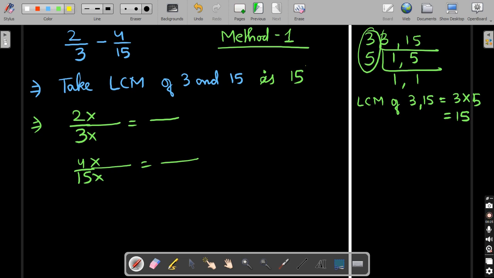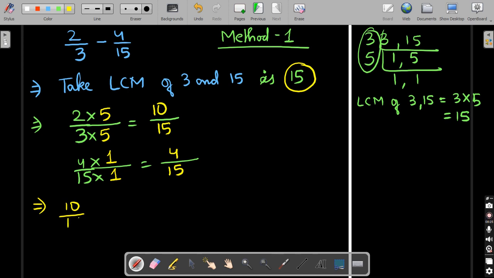Now what is the LCM we got? 15. So I will write 15 here, and here also 15. Now 3 how many times is 15? 3 5s are 15, very good. Now this number I will write above also. 5 2s are 10. Now 15 how many times is 15, students? 15 ones are 15. So I will write 1 here, and 4 ones are 4. Clear?